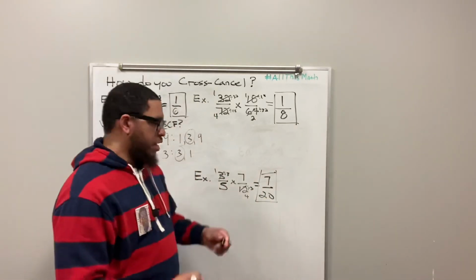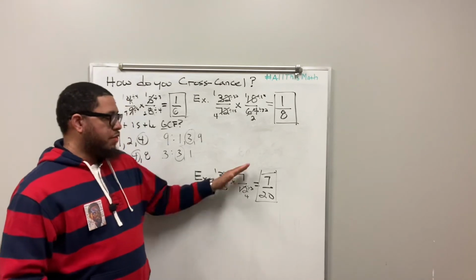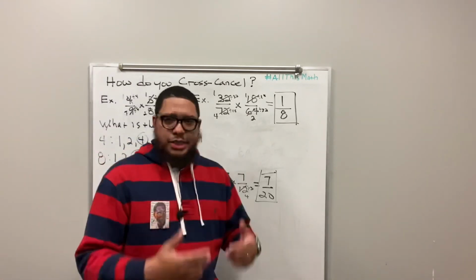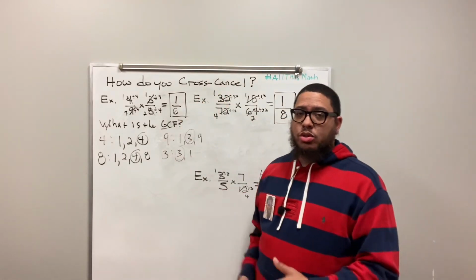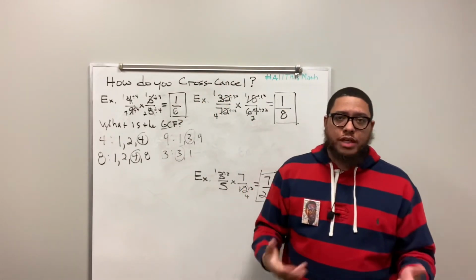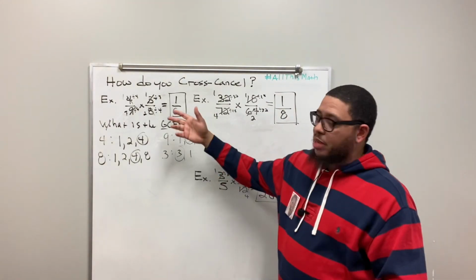7/20. So this is just another example where in one of the diagonals we were able to cross cancel, but in the other diagonal we weren't. So that's just something that I wanted to get into. I wanted to get into just showing people how to cross cancel. Cross canceling is a great skill, and it just helps you to simplify multiplying fractions.